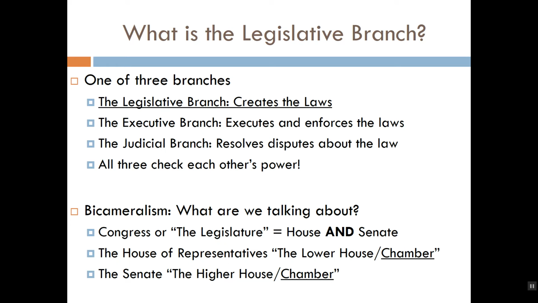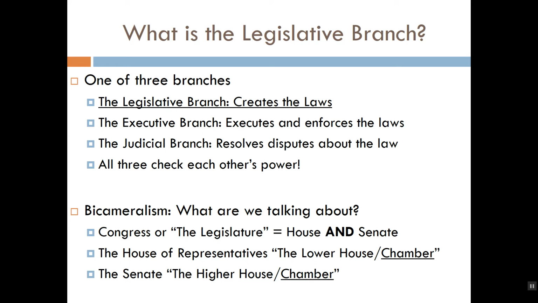The first of these 3 organs is the legislative branch. And the legislative branch is the portion of our federal government constitutionally charged by Article 1 with the creation of laws. To create a law is to legislate. So we call it the legislative branch because, constitutionally speaking, its primary function is to create the laws. You can contrast this with the executive branch because Article 2 tells us that the executive branch shall administrate or execute and enforce the laws.